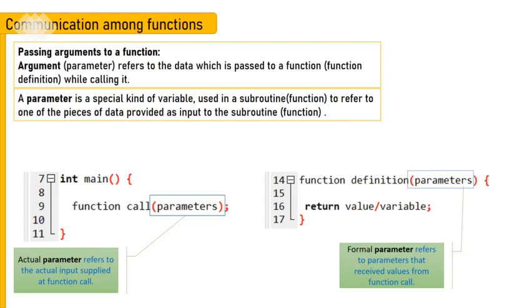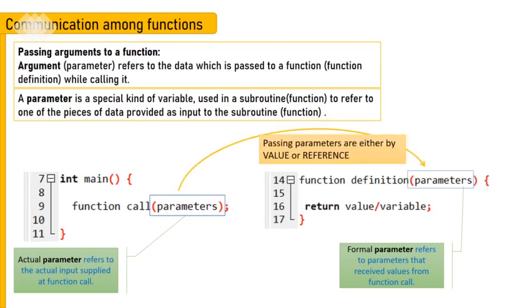from the function call. The communication of these parameters between different functions, we call passing parameters. So passing parameters from the caller to the function definition happens in two ways. First, passed by value. Second, passed by reference. Both the value and reference passing techniques, we will learn further in the next slide. Okay.